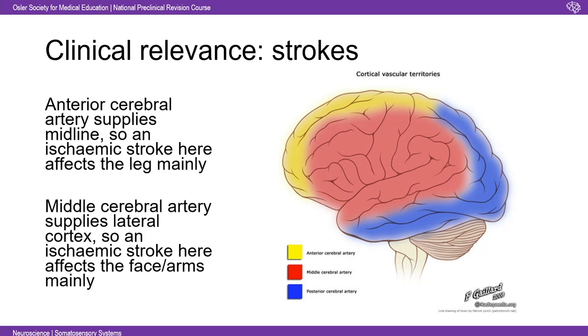Just to recap, I'm sure you will know this well. If you imagine the figure hanging by their legs, anterior cerebral artery infarction is going to affect the leg mainly, whereas middle cerebral artery is going to affect the face and arms preferentially. They're not mutually exclusive, and in a lot of strokes you get crossover and you get features of both, because both arteries have been blocked.